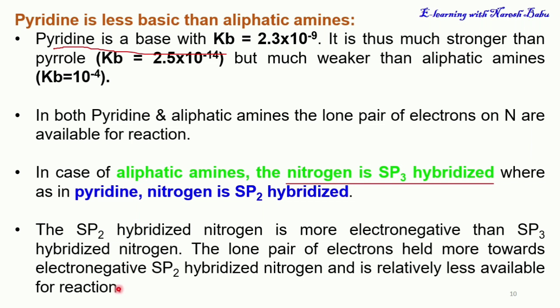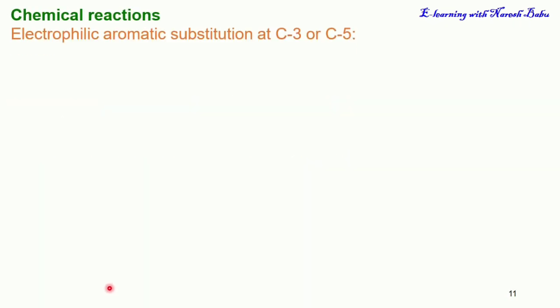So in the order of basicity, aliphatic amines are more basic when compared with pyridine. Pyridine is more basic when compared with the pyrrole ring system. Next, we come to the chemical reactions of pyridine.